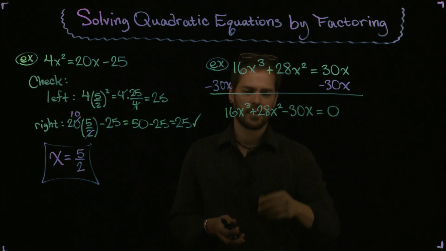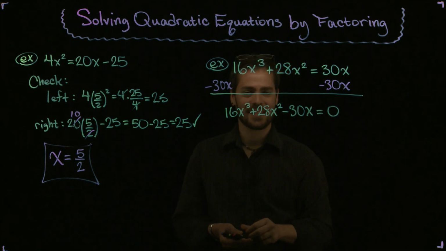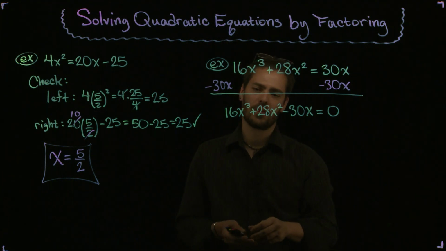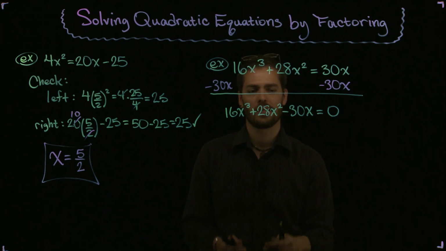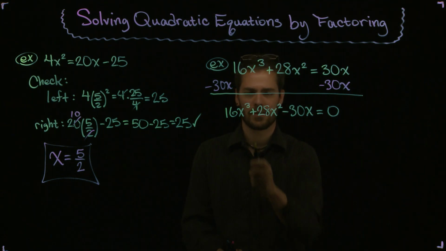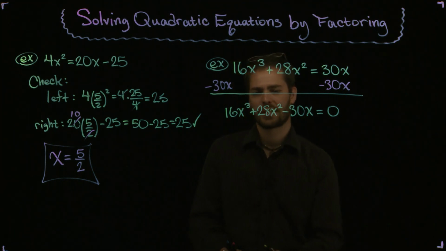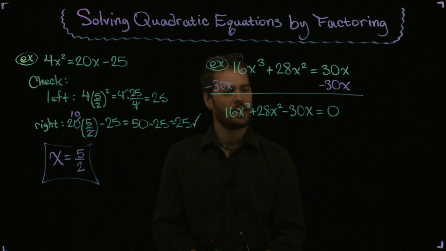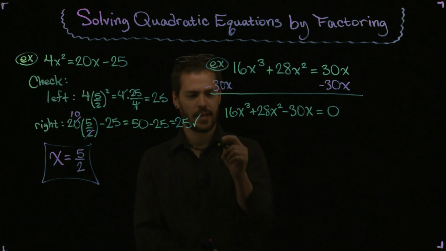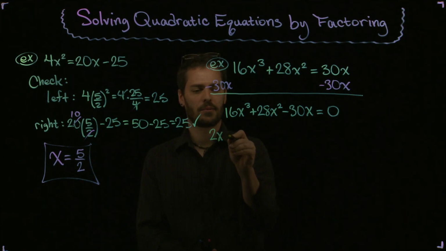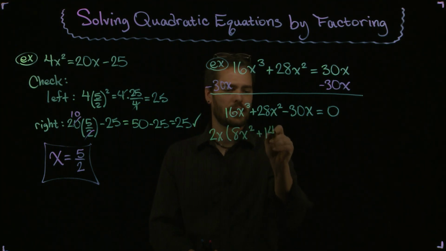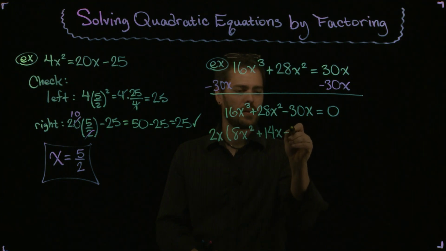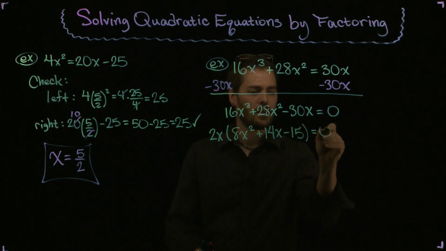Whenever I have numbers that appear larger than 10, I like to see if there is a greatest common factor. Moreover, I see that I have an x cubed, an x squared, and an x. So there is a greatest common factor. If anything, the greatest common factor is just x, because it shows up as a factor in every term. But there's more than that. Maybe a 4. Well, no. Let's try 2. So we'll take out a 2x and see what we're left with. That gives me 8x squared here, plus 14x from that term, minus 15, and all of that is equal to 0.